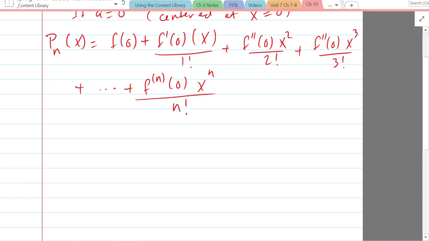Okay, so what does that look like when you do a problem? This will be on the AP test. You have multiple choice problems. You will have free response problems.